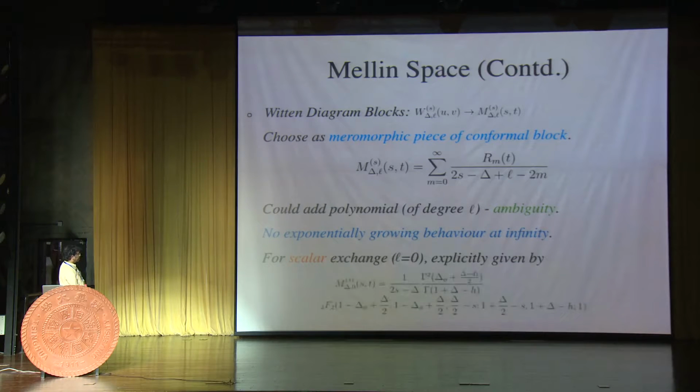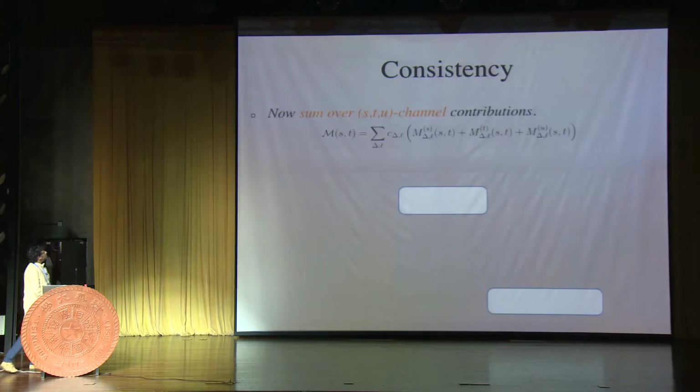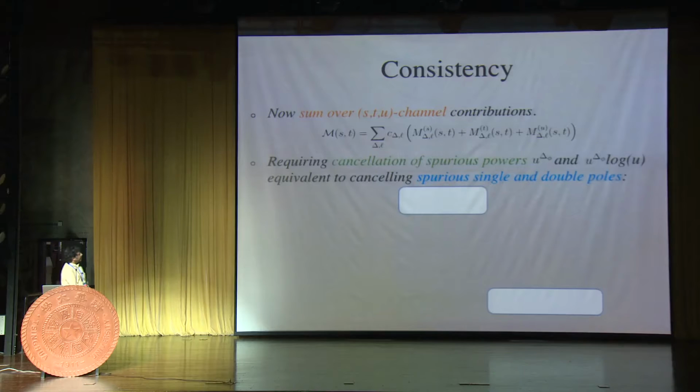If you want to see how these look, for the simplest case of a scalar, I've written it for you. I wrote the conformal blocks in the last slide for general spin. You can specialize that to spin equal to 0, take the meromorphic part, and it sums up to a hypergeometric function like this. So it's a very well-defined, nice object. So as I said, we'll sum over all the S, T, and U channels and get a crossing symmetric amplitude.